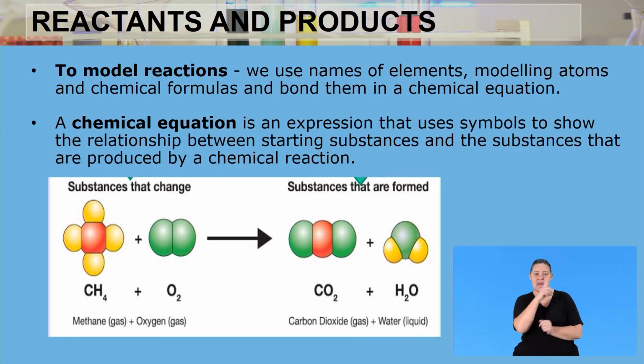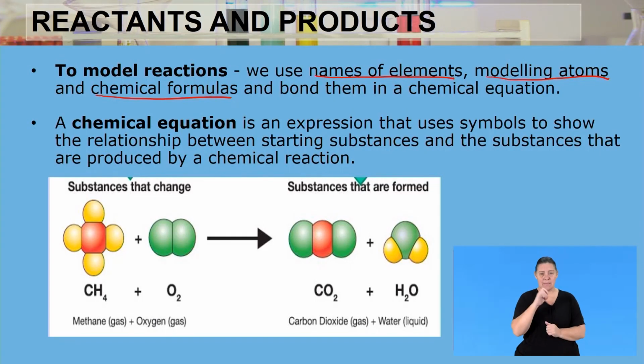So now we're going to be looking at our next concept, which is the reactants and the products. We know that these things are found in a chemical reaction. We now need to know how we model them to make a chemical equation. Firstly, to model these reactions, we use names of the elements, the modeling atoms, and the chemical formulas. We take all of these things and bond them together to form a chemical equation.